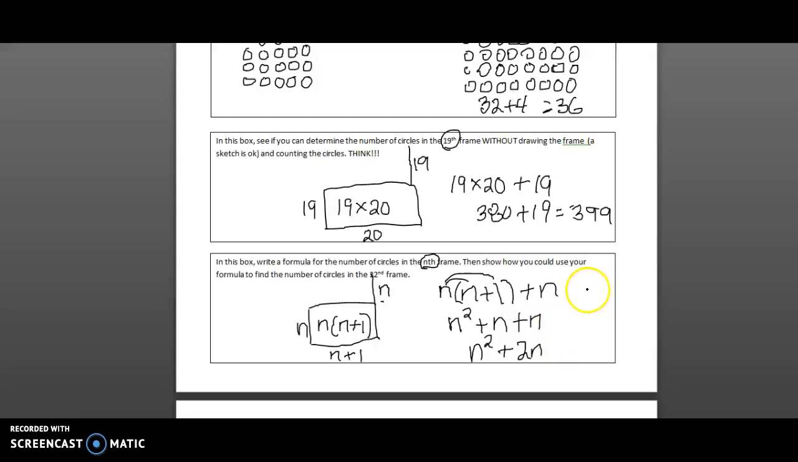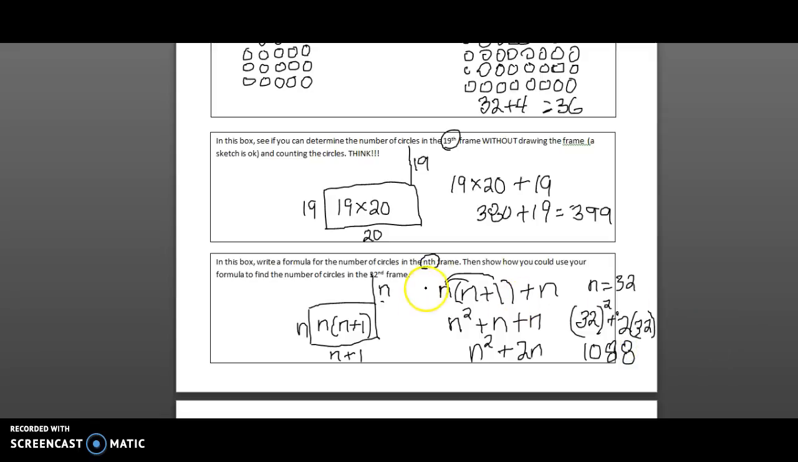Right? So I can then say, hey, how could I use my formula to find the number of circles in the 32nd frame? Well, just say, all right, n is 32. So I do 32 squared plus 2 times 32. All right, and my grand total for that, I'm turning to my calculator because I'm terrible doing math in my head. Looks like 1,088.